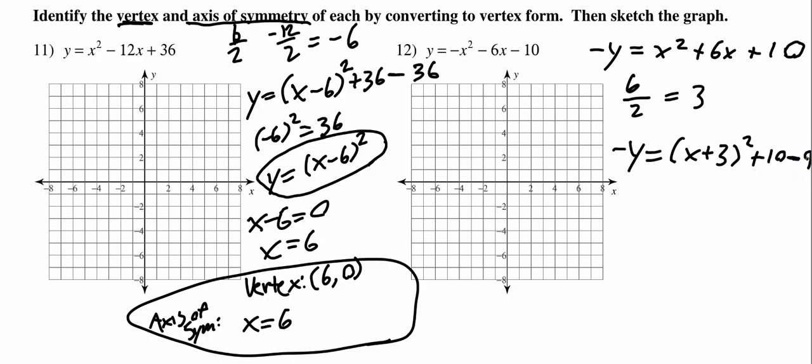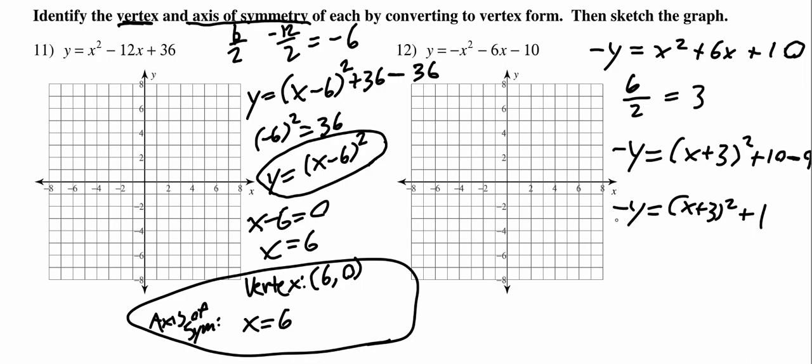So there you go. So we got positive 10 minus 9. So we just gotta simplify this. So let's just rewrite it. Negative y is equal to x plus 3 squared and then plus 1. Now we need to make sure that the y is isolated and make sure it's a positive.